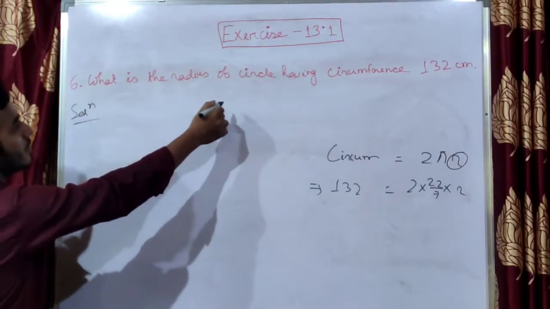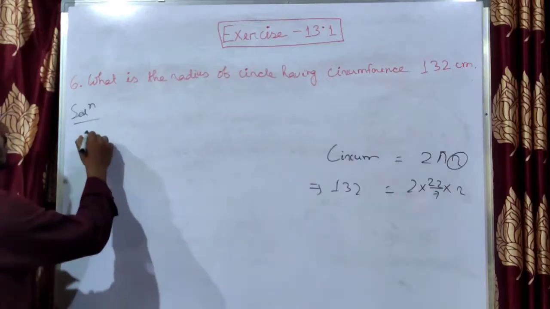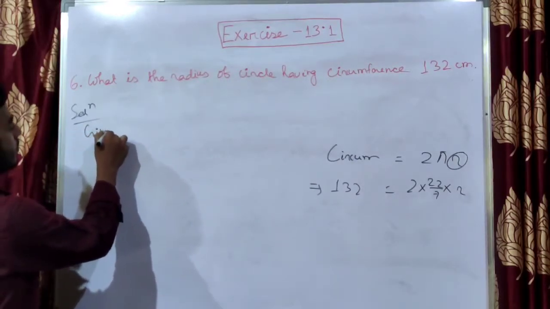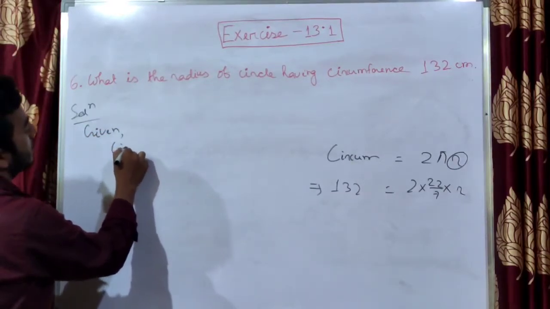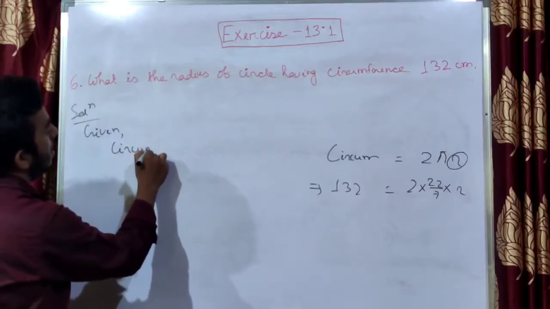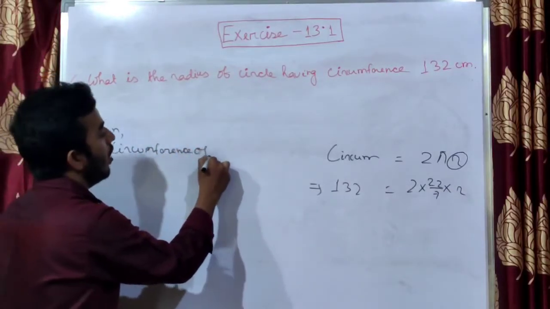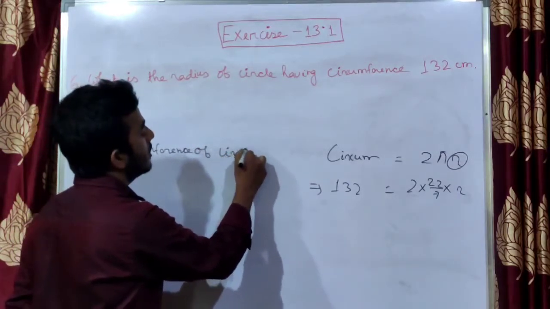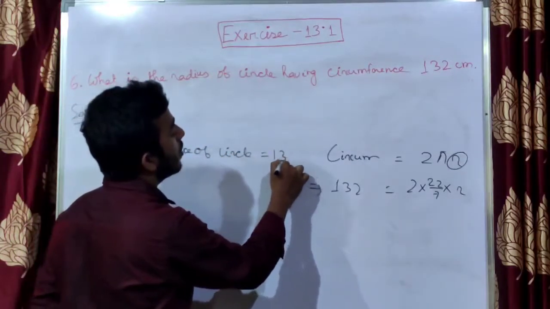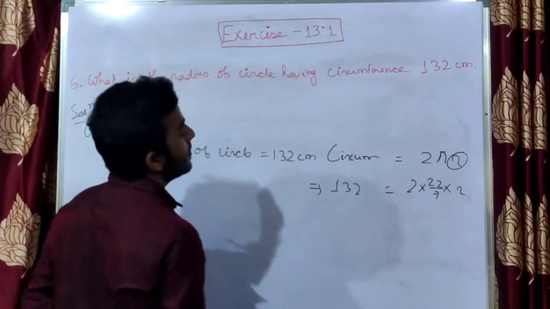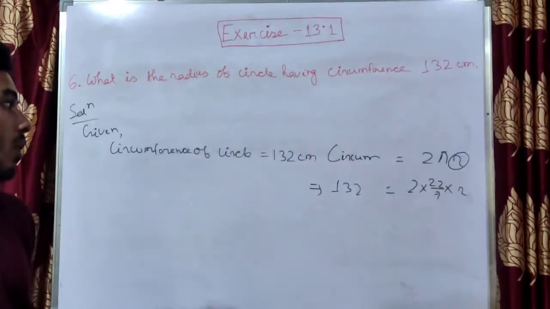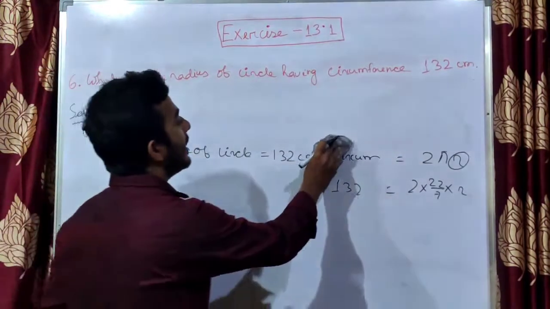What was that? It was the circumference of the circle. So we will write given: circumference of circle equals what? How much? 132 centimeter. Okay. Now what do we have to find? We have to find the radius.